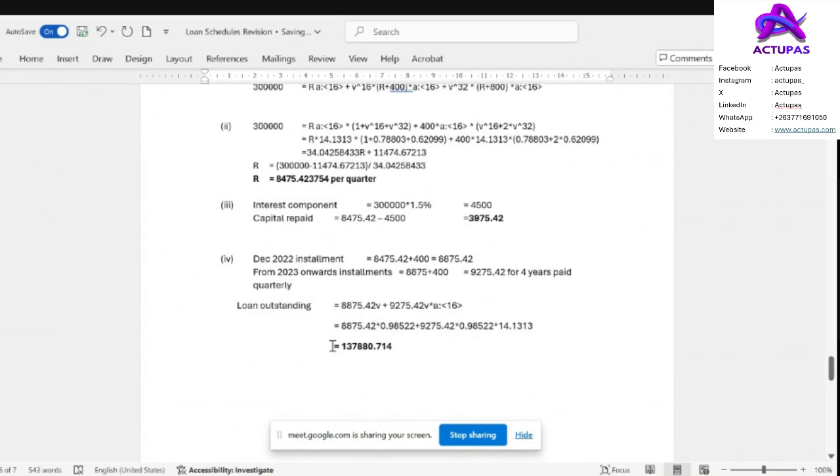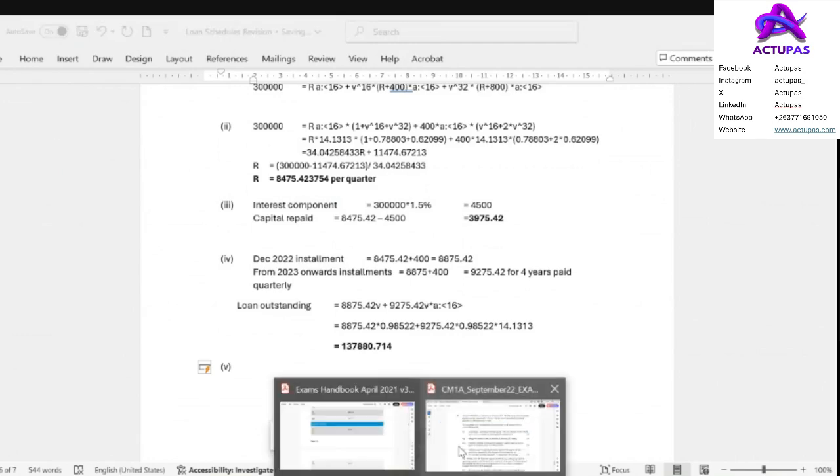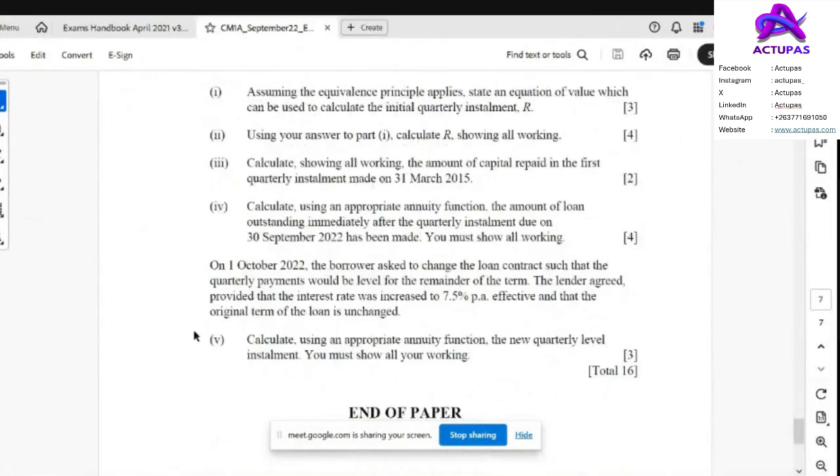And now part 5. What does part 5 say? Okay, that's the last part. On 1 October 2022, the borrower asked to change the loan contract such that the quarterly payments would be level for the remainder of the term. The lender agreed, provided that the interest rate was increased to 7.5% per annum effective, and that the original term of the loan is unchanged. Calculate using an appropriate annuity function the new quarterly level installment. You must show all your workings.